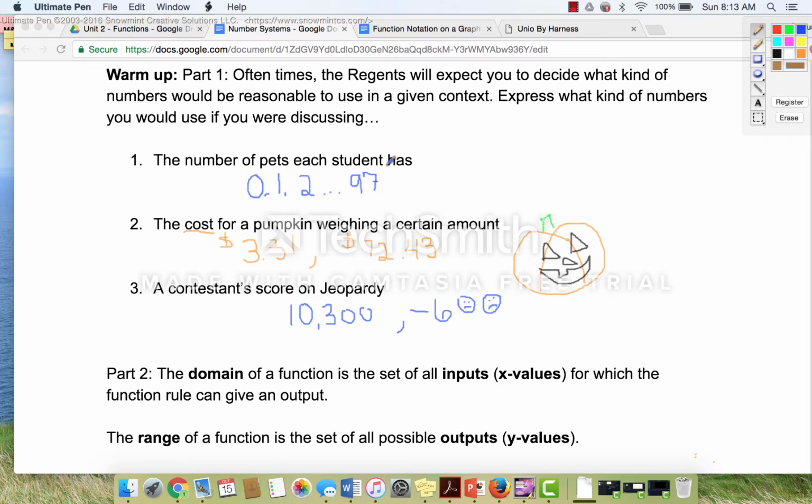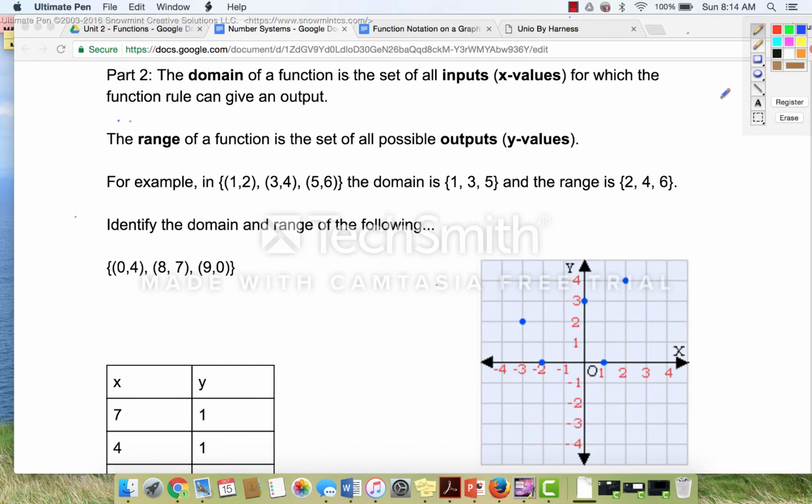So as long as you can figure out just what kind of numbers we're working with, you'll be able to answer these questions on the Regents. They do end up as multiple choice. We're going to see some more today, but it's just kind of about thinking through things logically. So the domain of a function, this is something you're going to be seeing a lot of, so you're going to need to be familiar with this terminology.